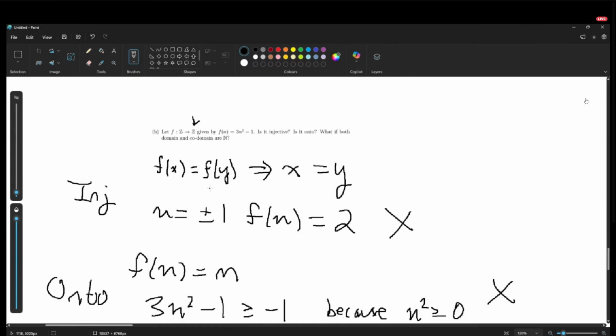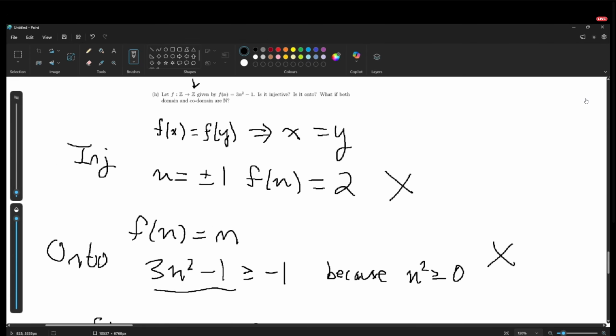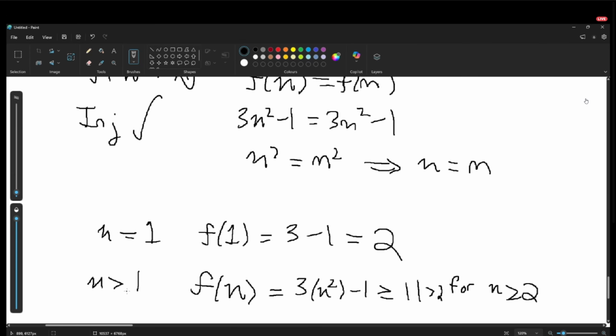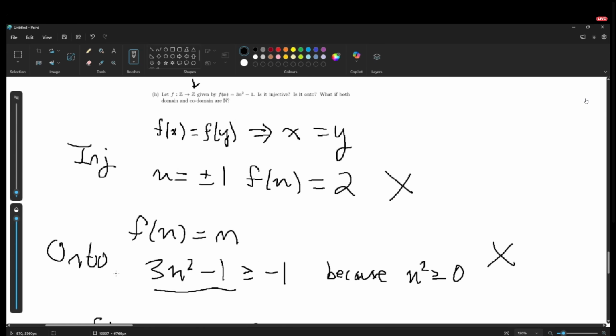So for the integers, this case was not satisfied because f doesn't map to all the negative integers. And for the natural numbers, it also doesn't satisfy because it doesn't map to 1. But if you can show that it always maps to everything in the codomain, then that shows that it's surjective.